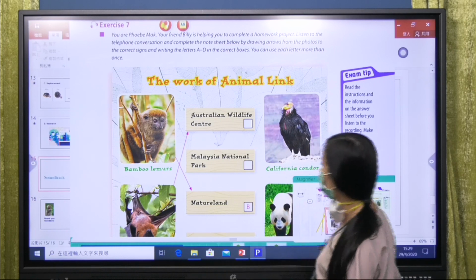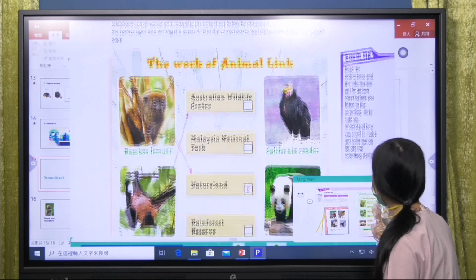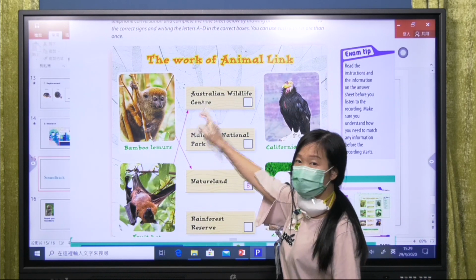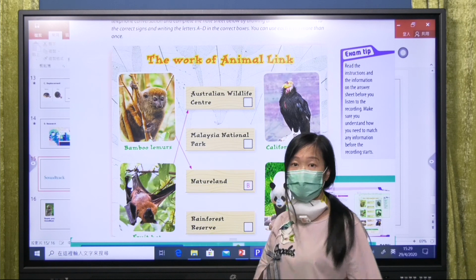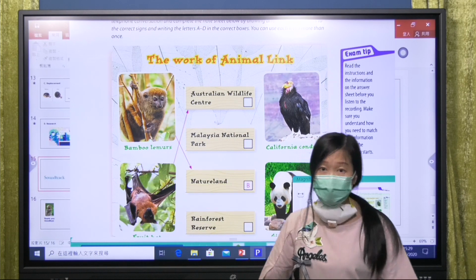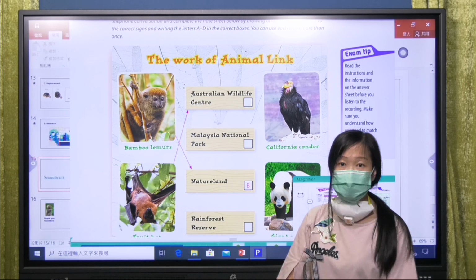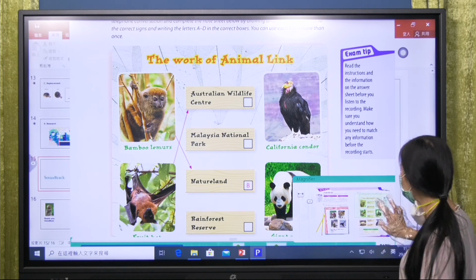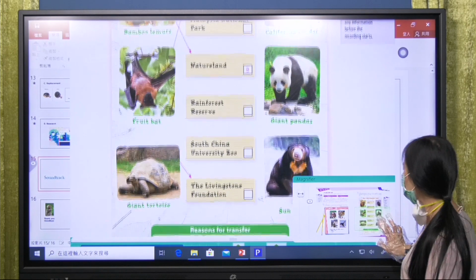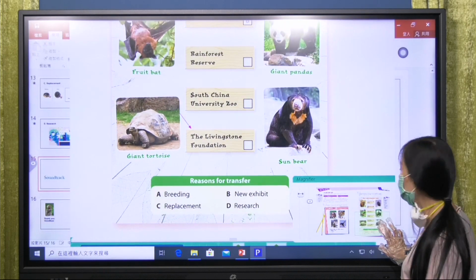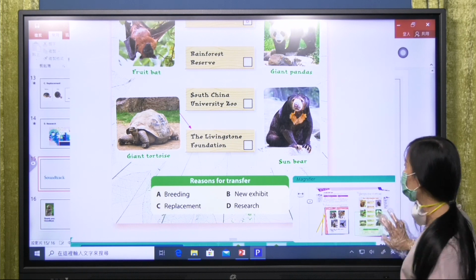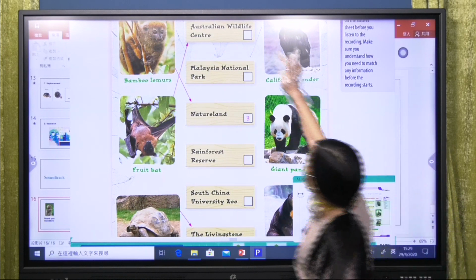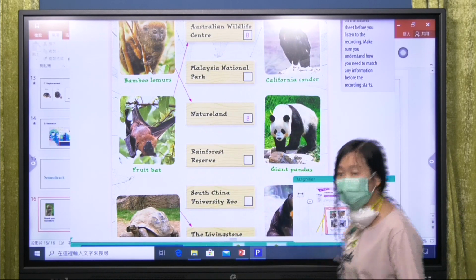Okay. And then the fruit bat. The fruit bat will go to AWC, the Australian Wildlife Centre. Why? Because this center has a new part for animals who come out at night. So it's for nighttime animals. And so it is really something that is quite new, right? New exhibit. So again, B here.